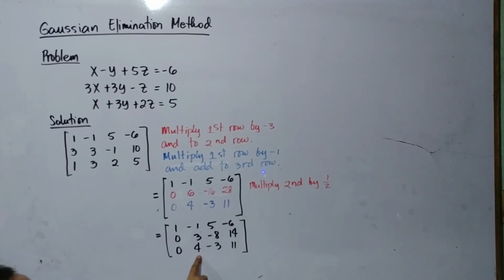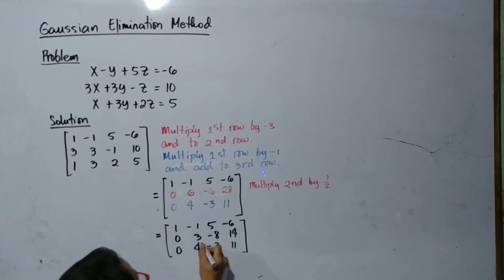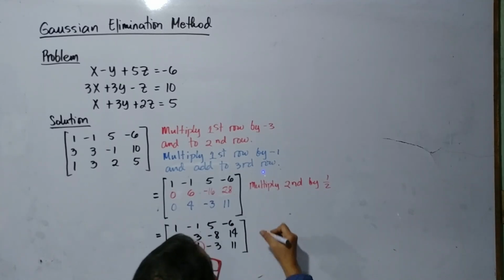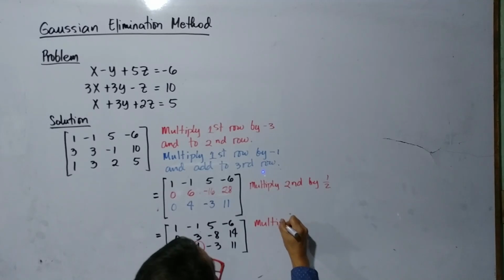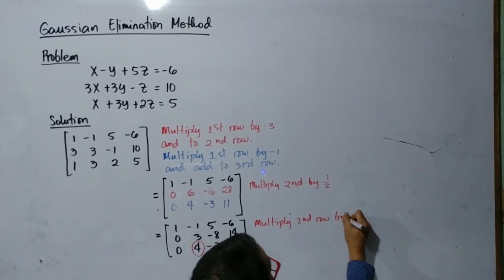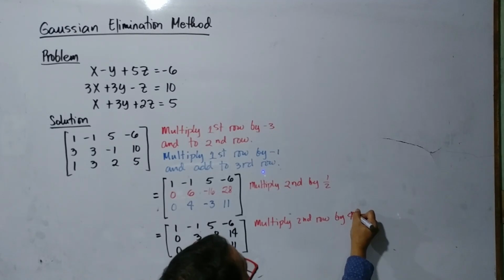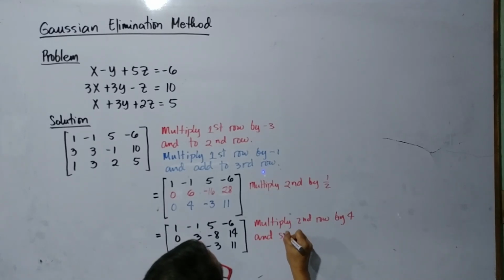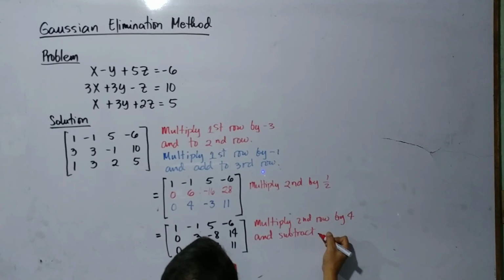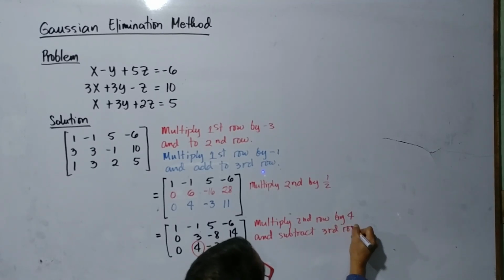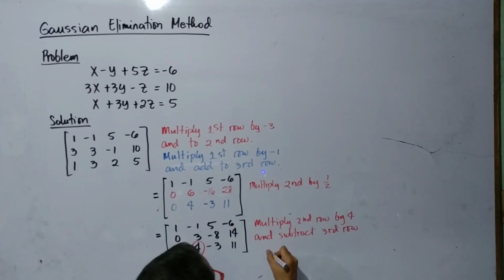Then, this one we will make 0. So to make it zero, multiply second row by 4, and subtract the third row multiplied by 3 correspondingly.